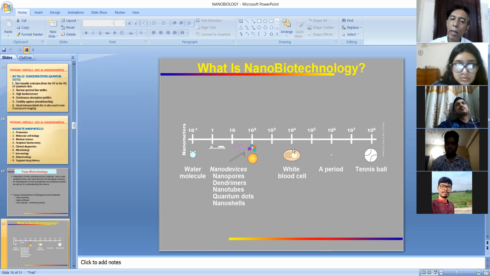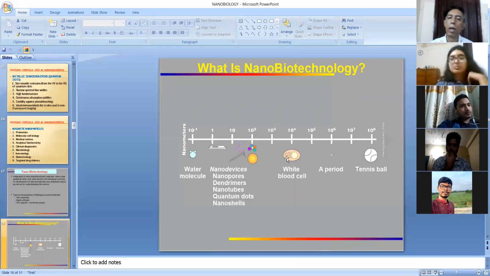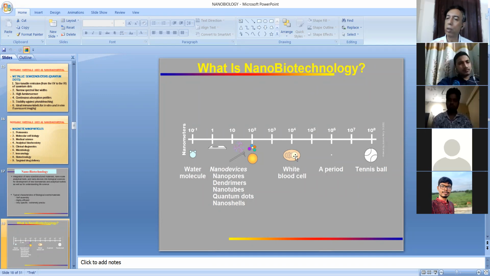So this is an affected cell. Say, for example, this is an affected cell. Normal medicine will treat the whole cell. It may damage something here, it may damage something here, but the nano devices only treat the nucleus. That is how specific this is.